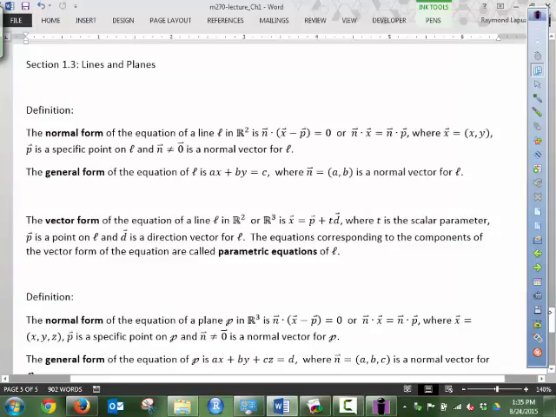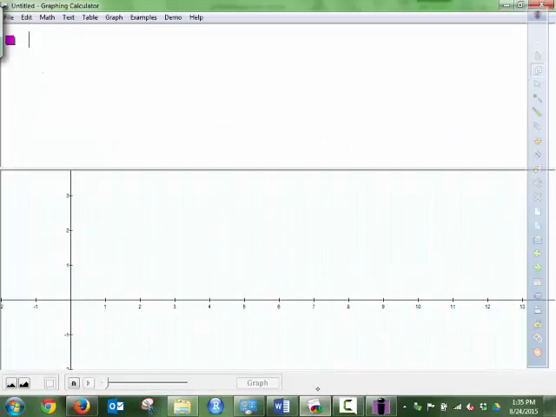Okay, let's start talking about lines and planes and stuff like that. Let's talk about lines first. I have a graphing program here where I can draw vectors and lines and graphs and things like that. So let's take a look at a vector.